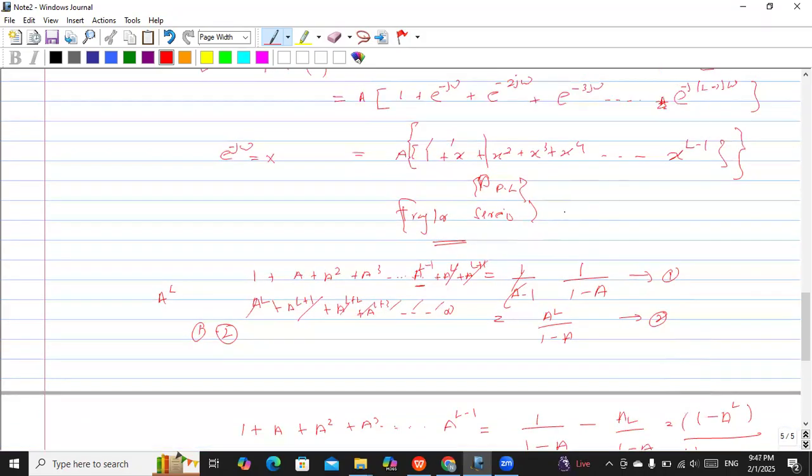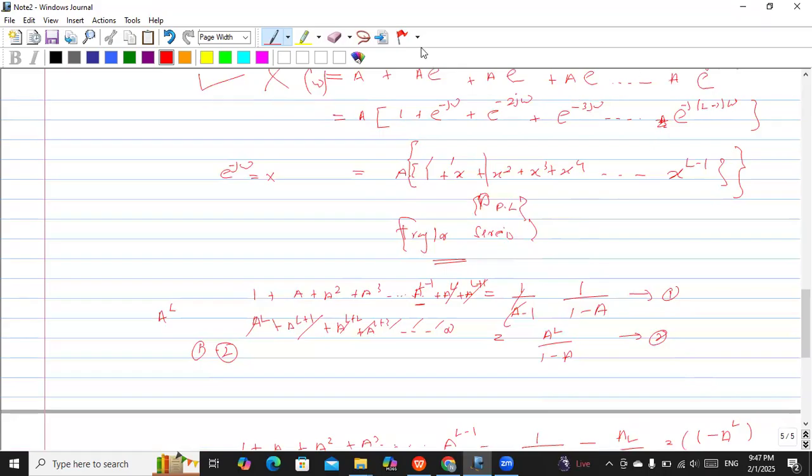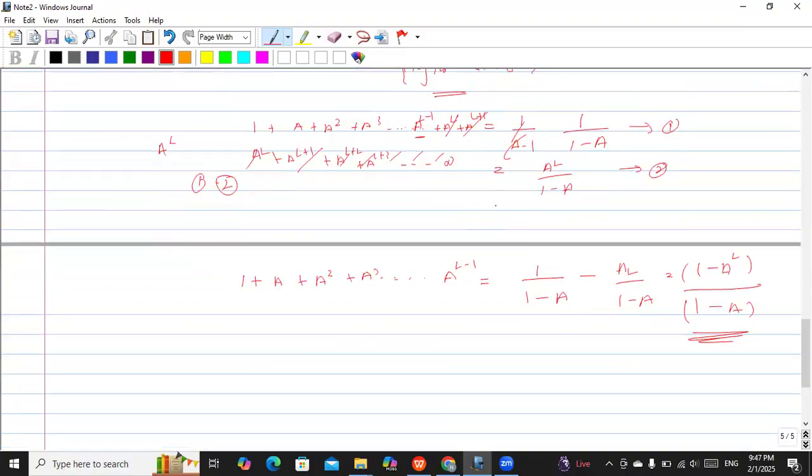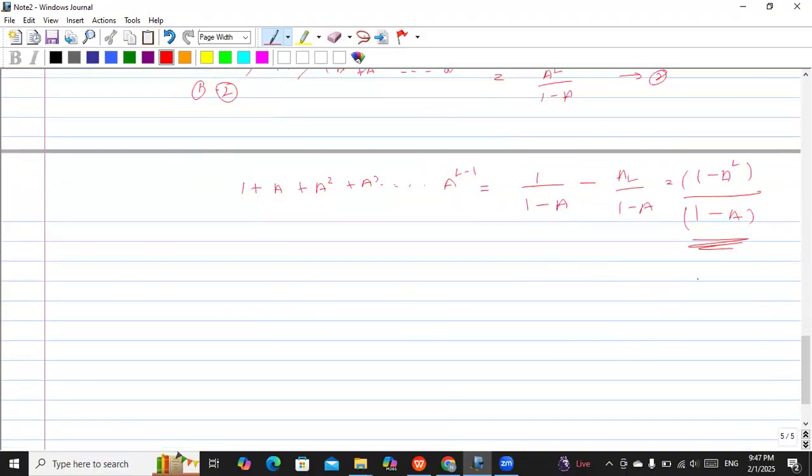Okay, so this is the compact expression. You can convert this expression to a compact expression using this Taylor series. Okay, so I think that is clear. So that is how we find the Fourier transform.